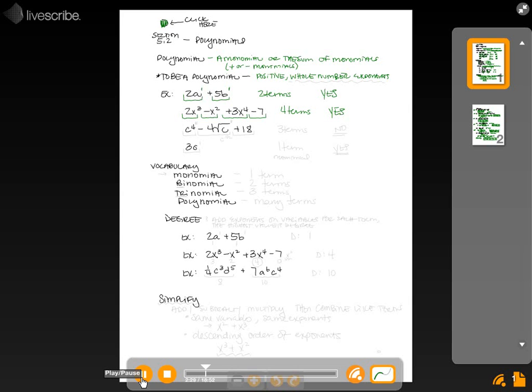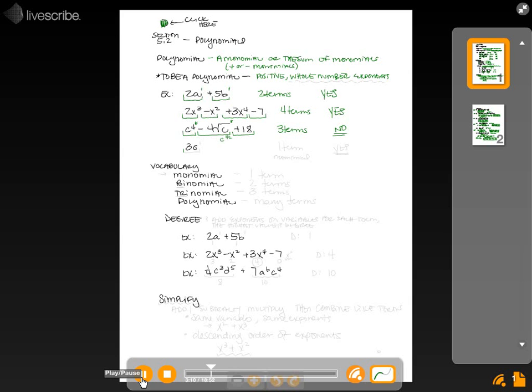Next one, we've got c to the fourth minus 4 times the square root of c plus 18. We've got 3 things here. So there are 3 terms. And we want to check and see if we've got positive whole number exponents. Well, I agree that the 4 is. And we've talked about this before in class, that a square root is really an exponent of 1/2. So that's really c to the 1/2. 1/2 is not a whole number. So this is a no. This is not a polynomial. It does have 3 terms, but it's not a polynomial.